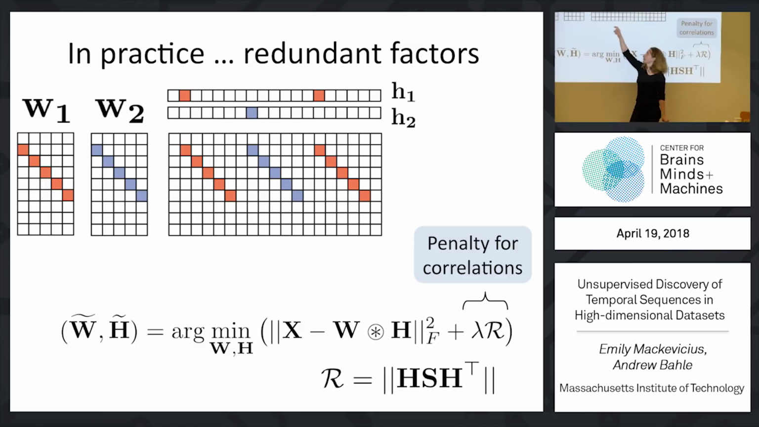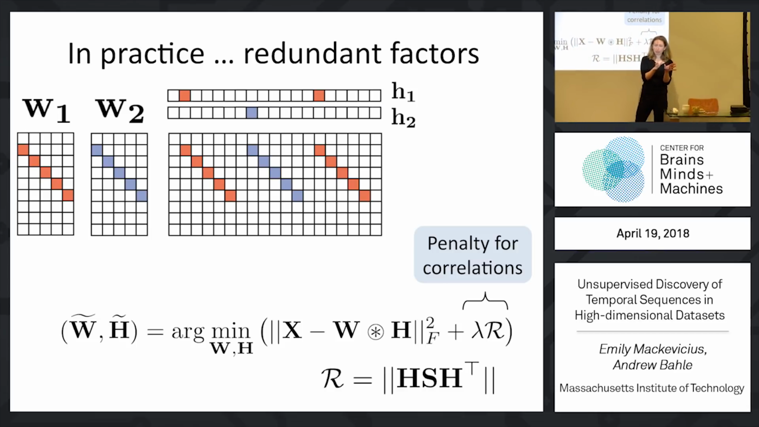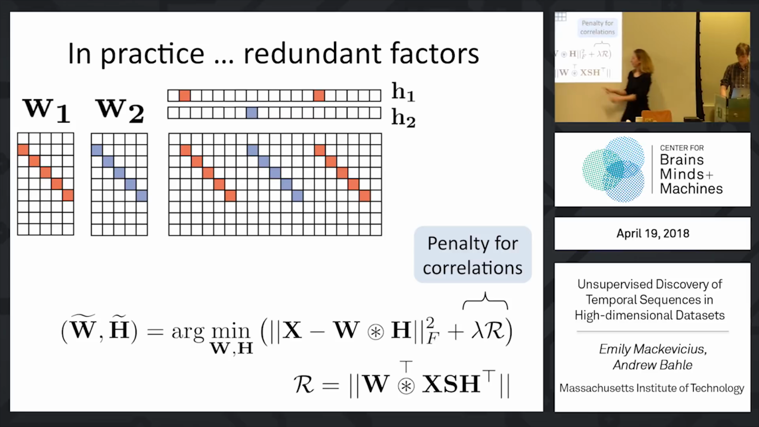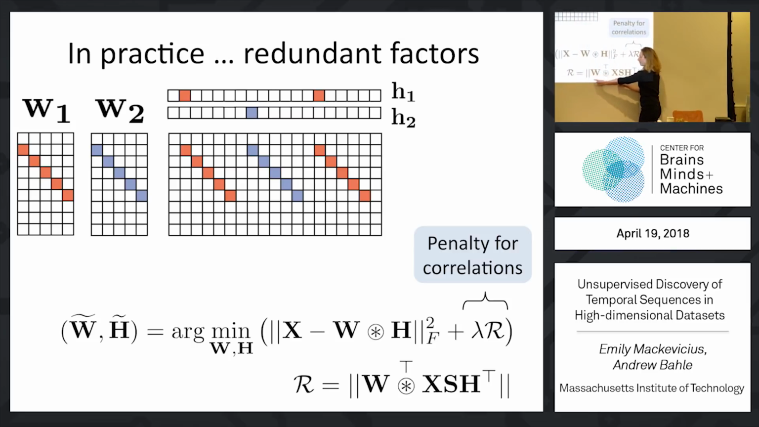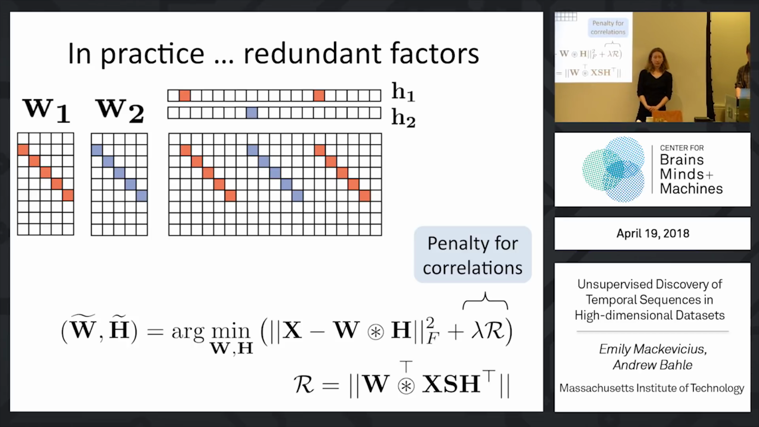So what we're going to do is measure the overlap of each factor with the data and compete those against each other. Say that the overlap of factor 1 with the data should not be correlated with factor 2. So this here is the overlap of the W with the data, and we're looking at the correlation matrix between that and the H's.